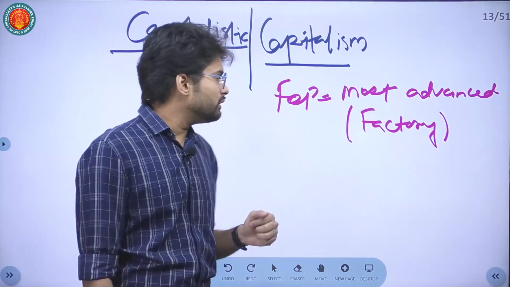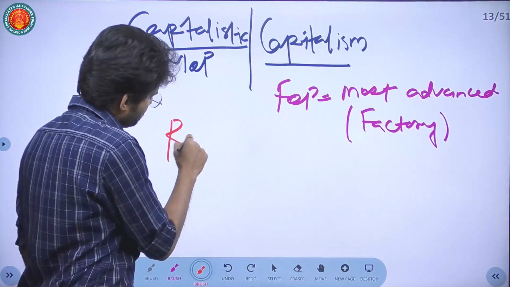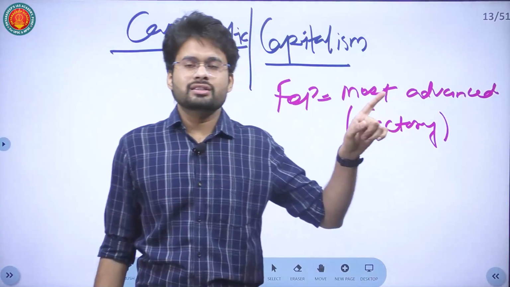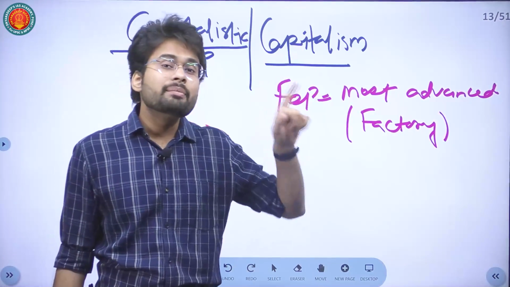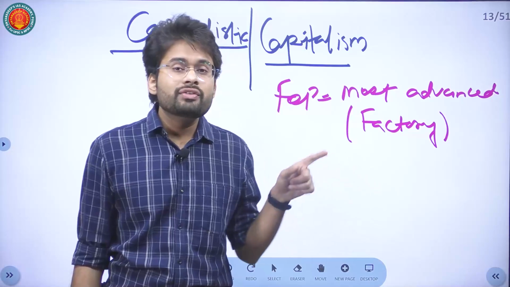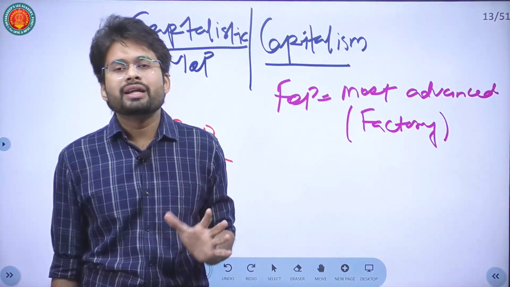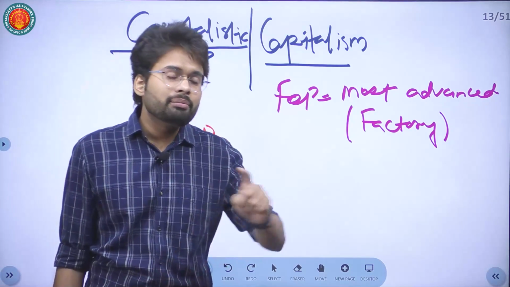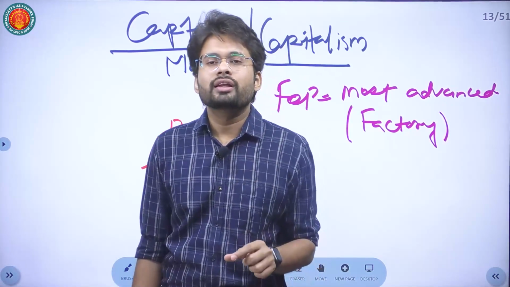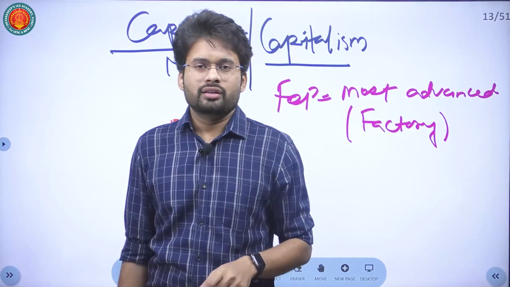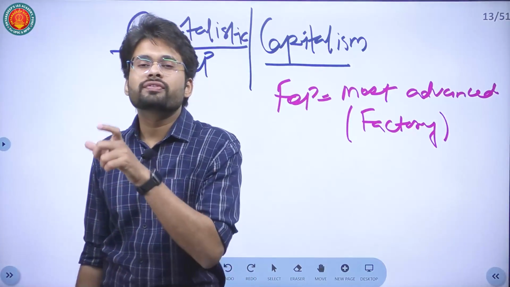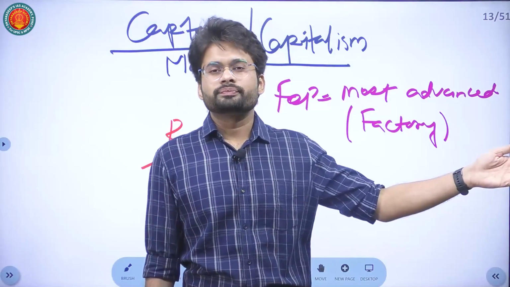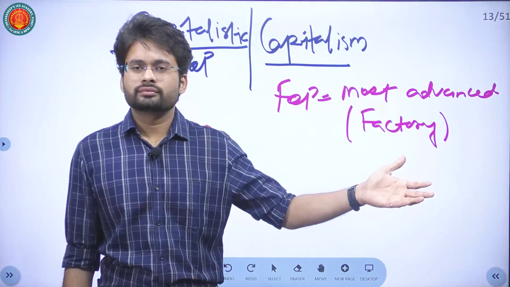Then what about ROP? Now, those who were earlier involved in agriculture as laborers, landless laborers, will gradually start moving towards urban and industrial areas, and they will be deployed as the labor in the factory. The same serf group, the serfs, will now be converted into what? The labor.